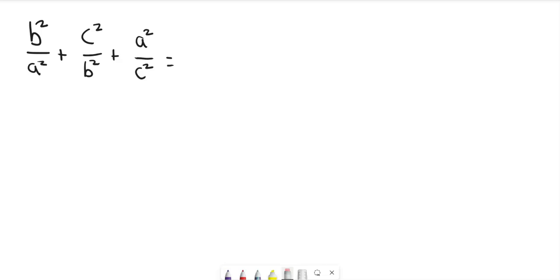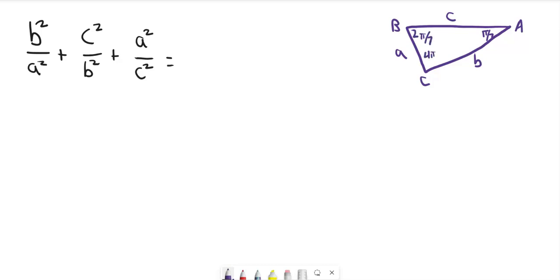So what I'm going to start off with is going over again what the side lengths mean real quick here. So we'll draw a quick triangle here. We'll call this A, we'll call this B, and we'll call this C. A is opposite angle A, side B is opposite angle B, and C is opposite angle C. The angle measurement at angle A is pi over 7, B is 2 pi over 7, and C is 4 pi over 7, just like that.